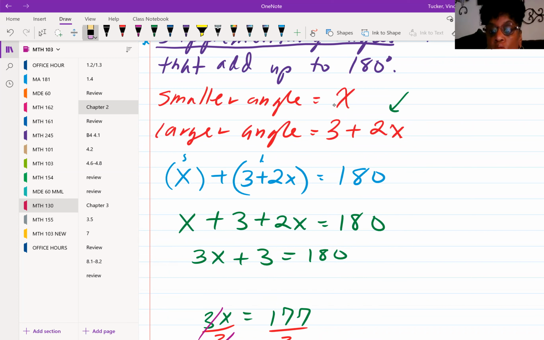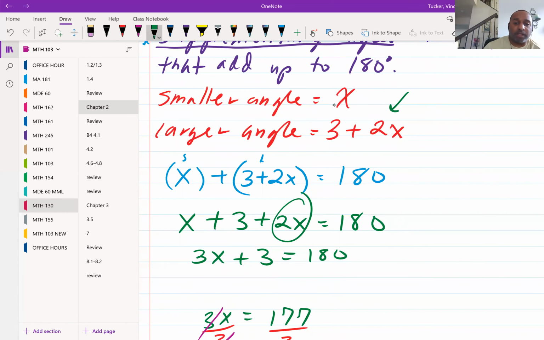There's a 2 in front of this X, and then there's a 1 in front of this X. Right, okay.